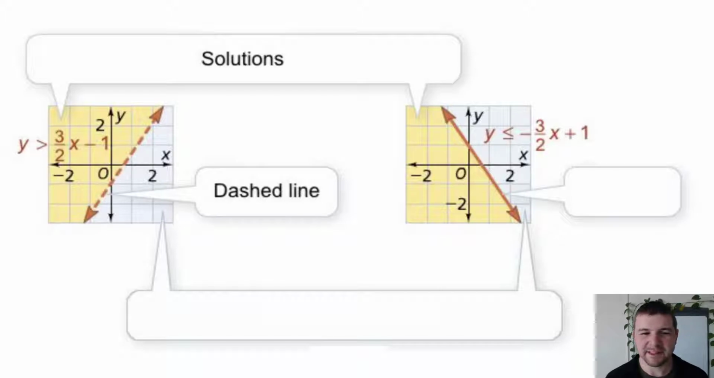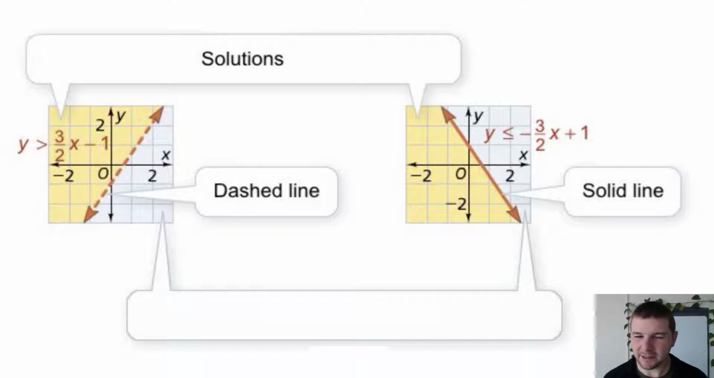Notice on the left, we have a dashed line. That's similar to an open dot when we graphed inequalities in one variable on a number line. A dashed line means that the boundary line itself does not represent solutions. We'll have a dashed line anytime our inequality contains an is greater than or an is less than symbol.